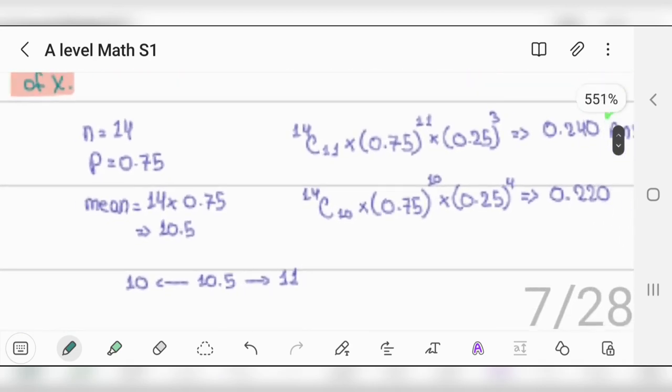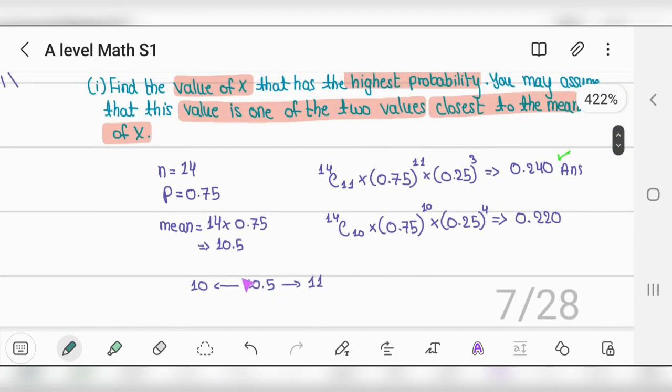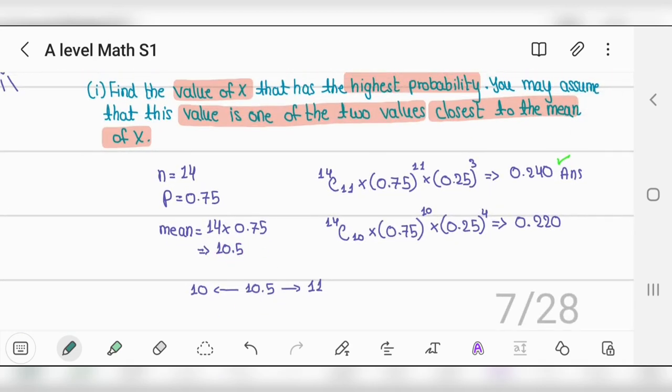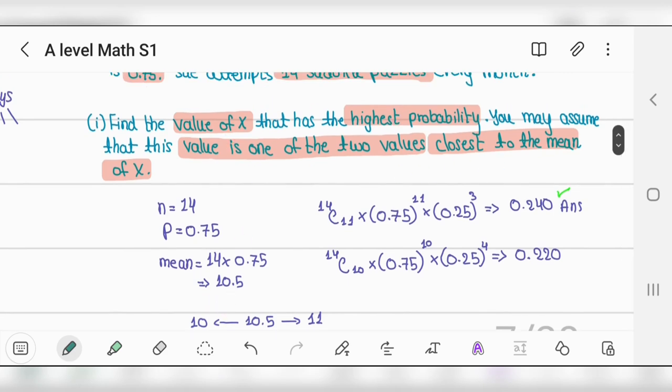Okay, so the same thing has been done here. We found 10.5, and we need to know which of the two values close to the mean of x it is, so either 10 or 11. Then we find out that 11 has the highest probability, so this is the answer.